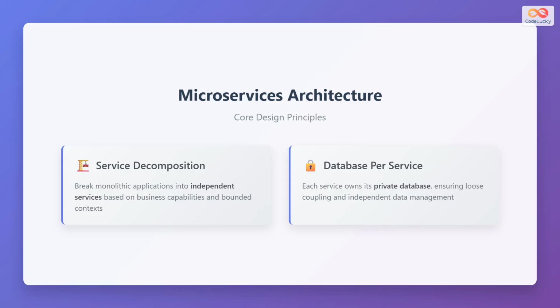The second crucial principle is database per service pattern. Unlike monolithic applications where all components share a single database, in microservices architecture, each service owns and manages its private database. This ensures data isolation, prevents tight coupling between services, and allows each service to choose the most appropriate database technology for its specific needs. These principles form the foundation for building maintainable and scalable microservices systems.